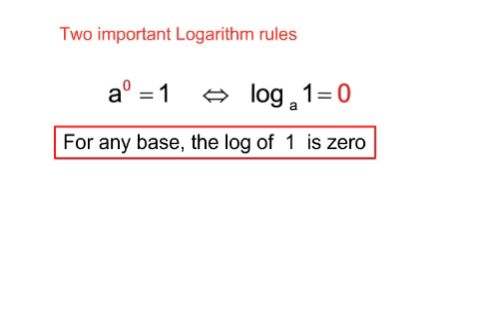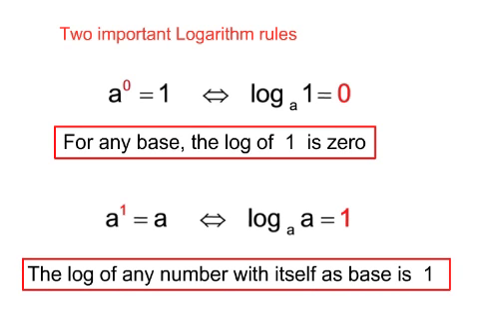Now here are two important logarithm rules. The first rule is a to the power of 0 is equal to 1, which is the same as log of 1 to the base a is equal to 0. In other words, for any base, the log of 1 is 0. Second rule is a to the power of 1 is equal to a, or the log of a to the same base, a, is equal to 1. In other words, the log of any number with itself as base is equal to 1.